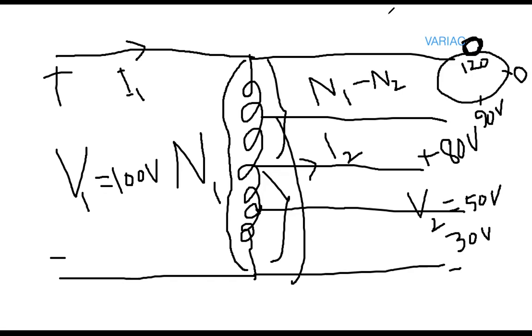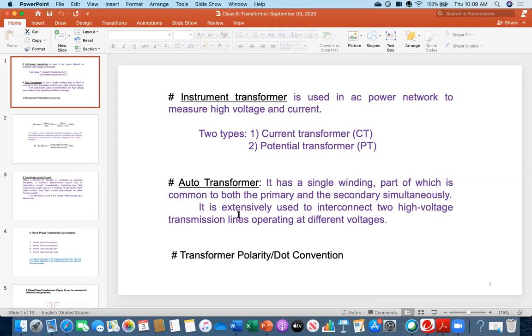So therefore, I think you all understood this one. Now, once again, go back there. In the case of the transmission line, this is the application where the auto transformer is extensively used to interconnect two high voltage transmission lines operating at different voltages. So just to make two separate circuits. Okay, now an important thing is called transformer polarity or dot convention.